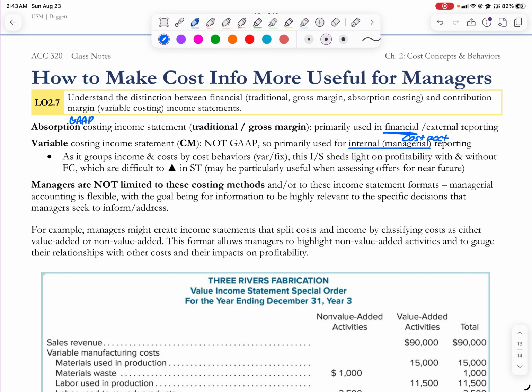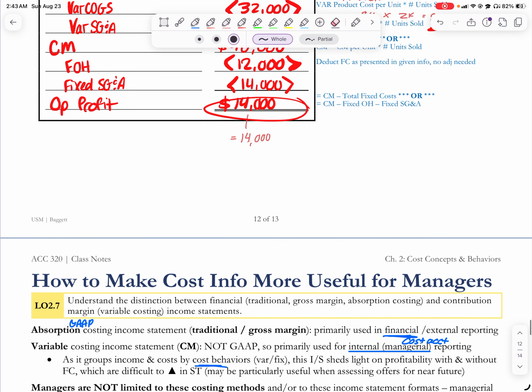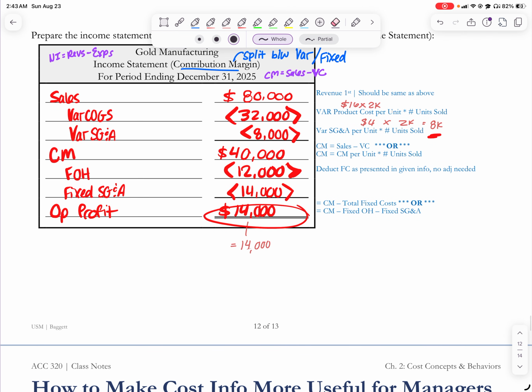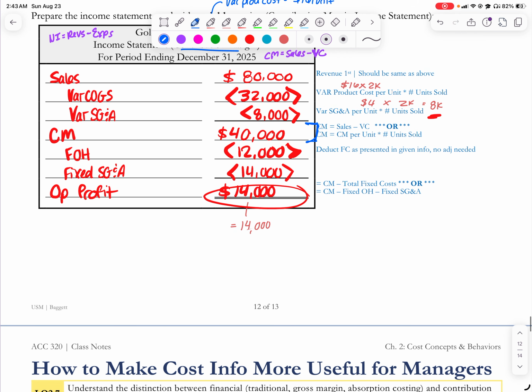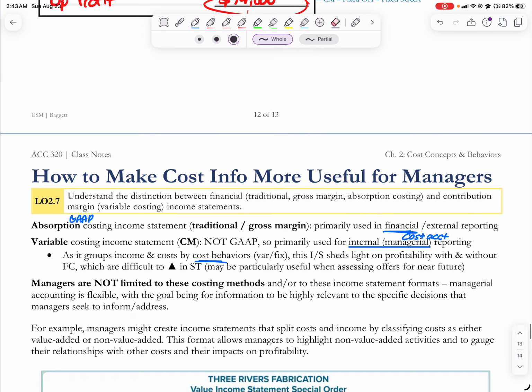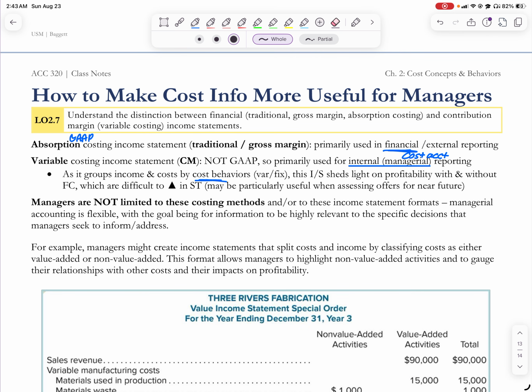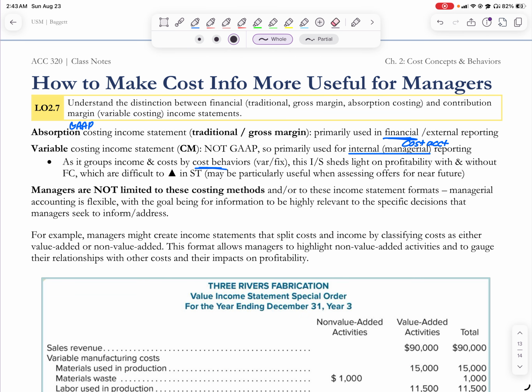And it can be quite helpful because of how it groups the costs by their cost behavior. So it gives you an idea of what profitability looks like without the fixed costs, which typically can't really be changed in the short term. So if you were assessing a short-term offer that's in the very near future, it gives you a better idea of the profitability without considering costs you cannot change, like fixed costs.